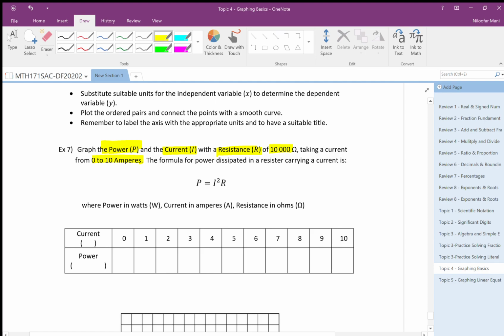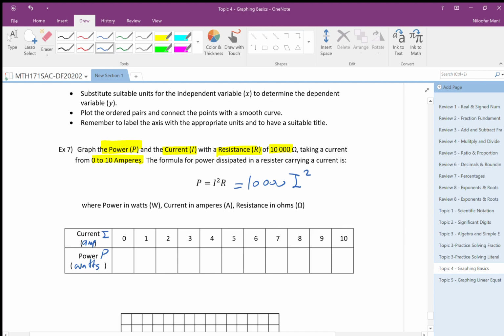See, it's giving you values for x, the independent one, and wants you to find the dependent one. So you have the formula. What is the formula? The formula is 10,000 I squared. How do I know? I know it from the question. What is current? It's I, and that's ampere, the unit. Power, and that's watts.